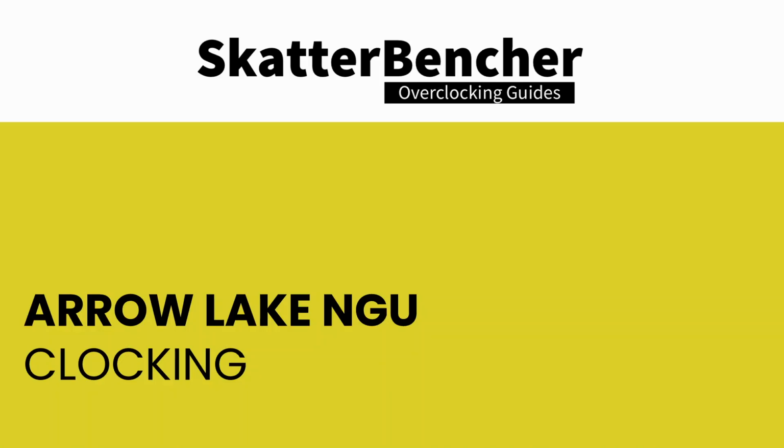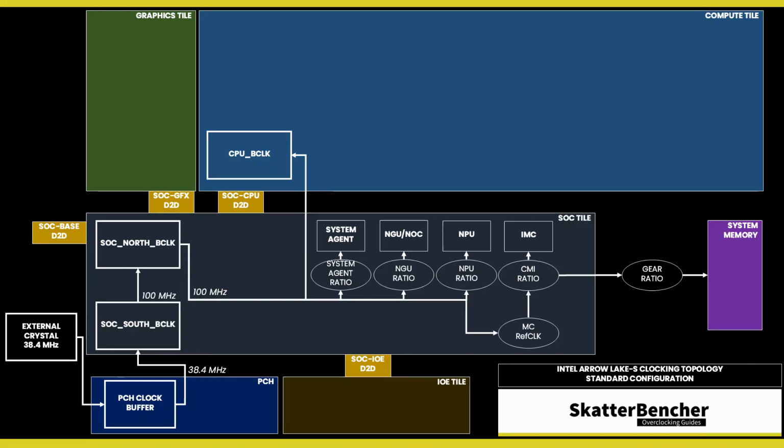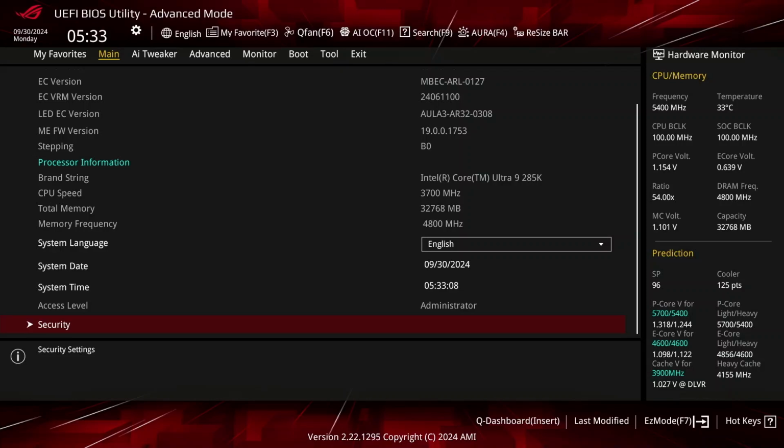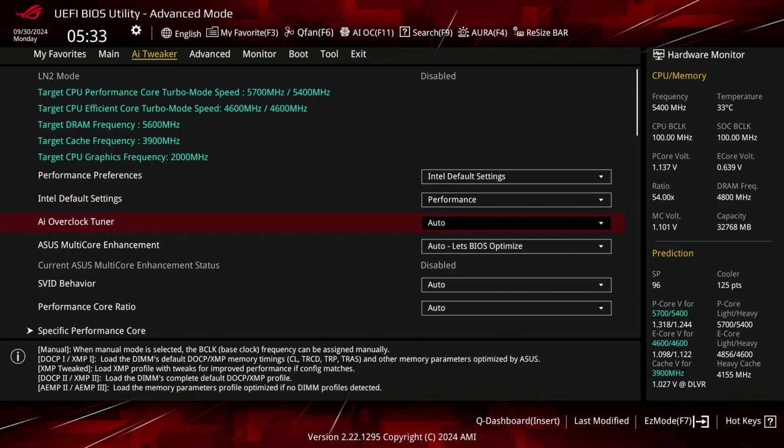The clocking of the NGU is very similar to any other device on the Arrow Lake CPU. We have a reference clock that gets multiplied by a ratio to get the eventual operating frequency. The 100 MHz reference clock is derived internally from the SoC PLL. However, it can also be clocked with an external clock generator, providing the reference clock for the SoC tile. This PLL can be linked to the CPU PLL when run in synchronous mode, or work independently if you run asynchronous mode. You can configure the SoC BCLK frequency between 40 and 1000 MHz.